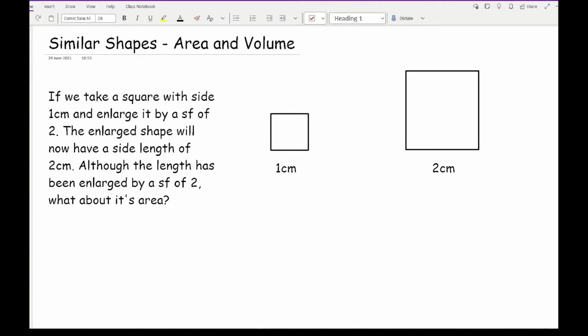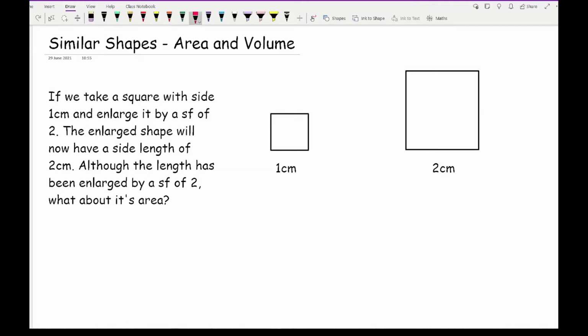So if we take a square with side 1 cm and we enlarge it by a scale factor of 2, the enlarged shape will now have a side length of 2 cm. Now although the length has been enlarged by a scale factor of 2, what about its area? And this is what we're going to investigate now.